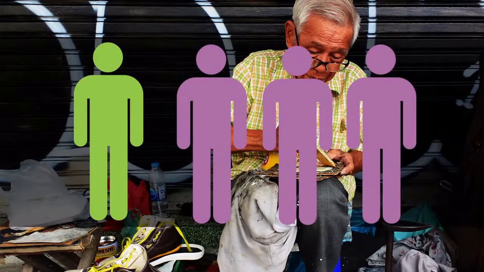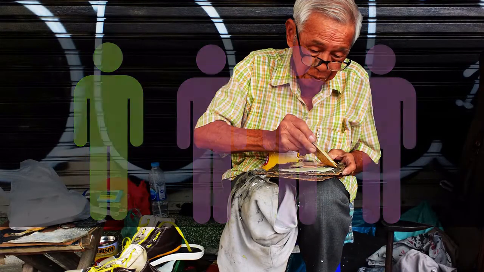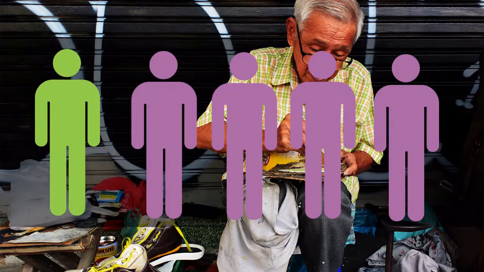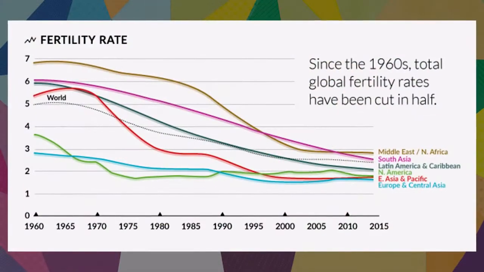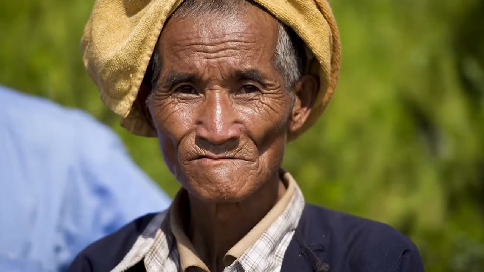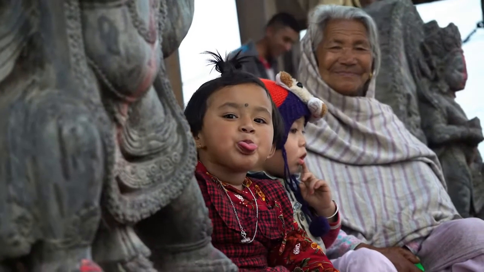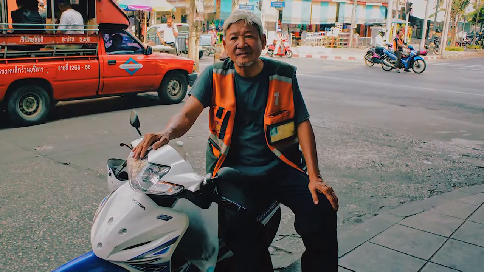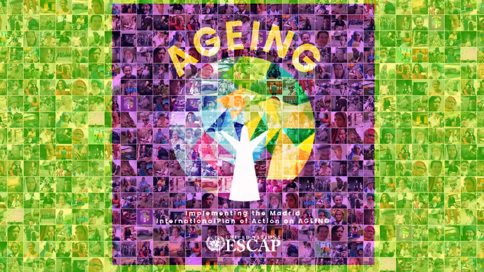By then, 1 in 4 people in the region will be aged 60 or over, and 1 in 5 aged 80 or over. Decreasing fertility rates will mean that there will be fewer younger people to support them. It is now more important than ever to appreciate the role older persons are playing in shaping our families, our societies, and our economies. We must ensure that older persons are able to live a life of dignity.